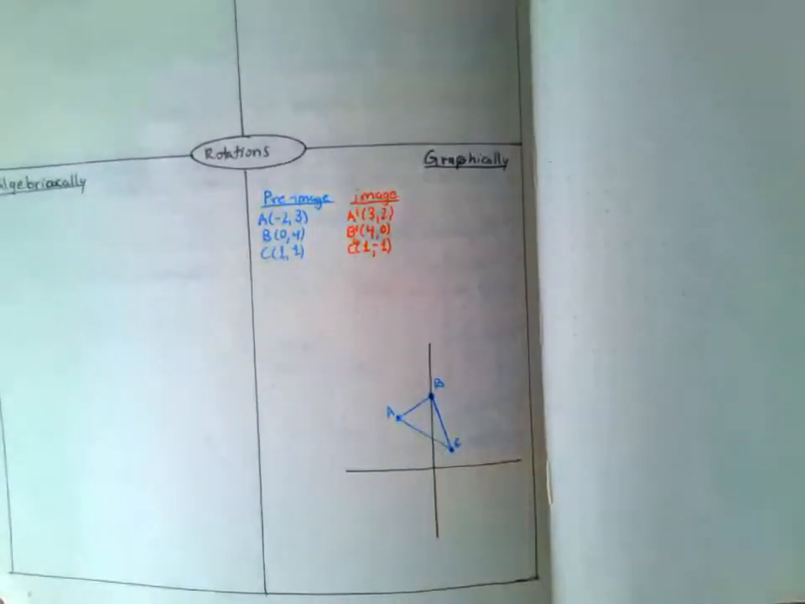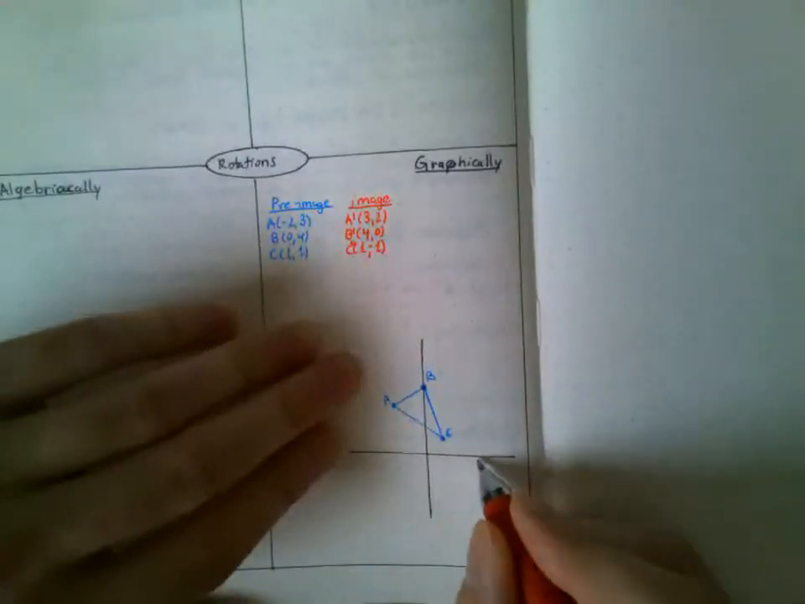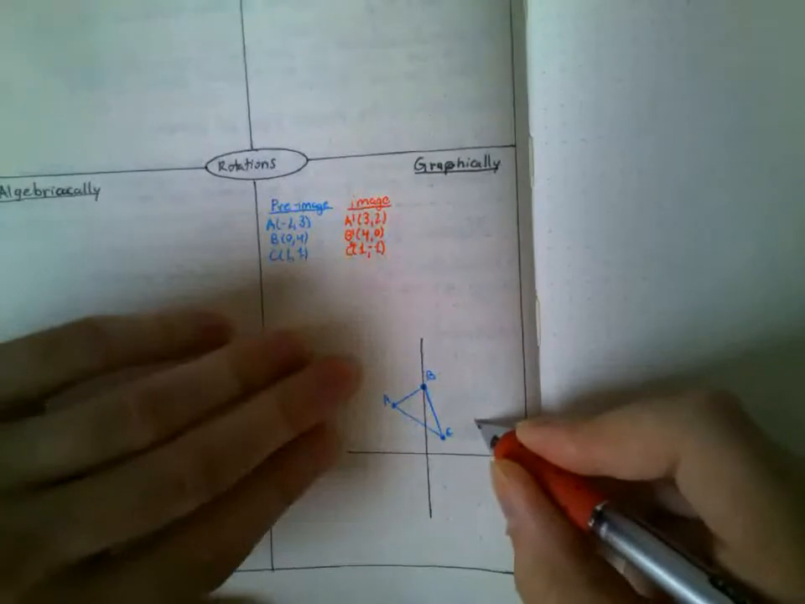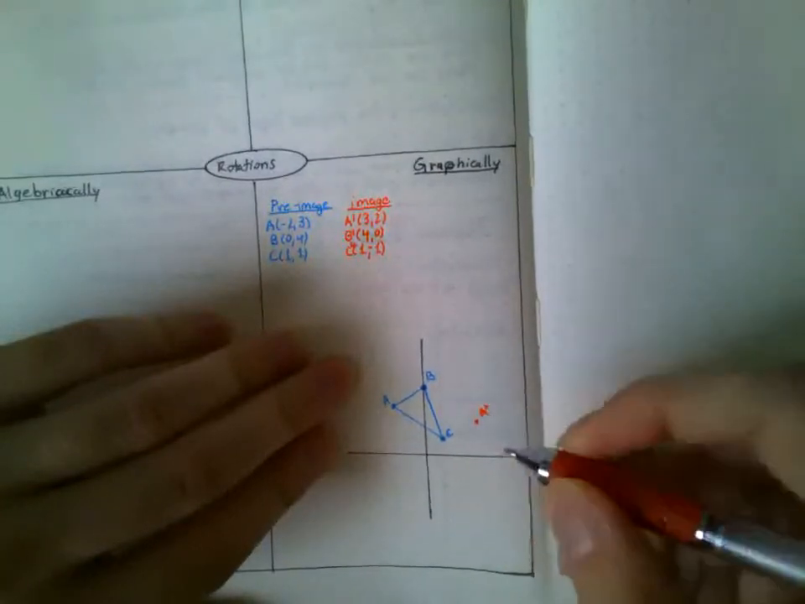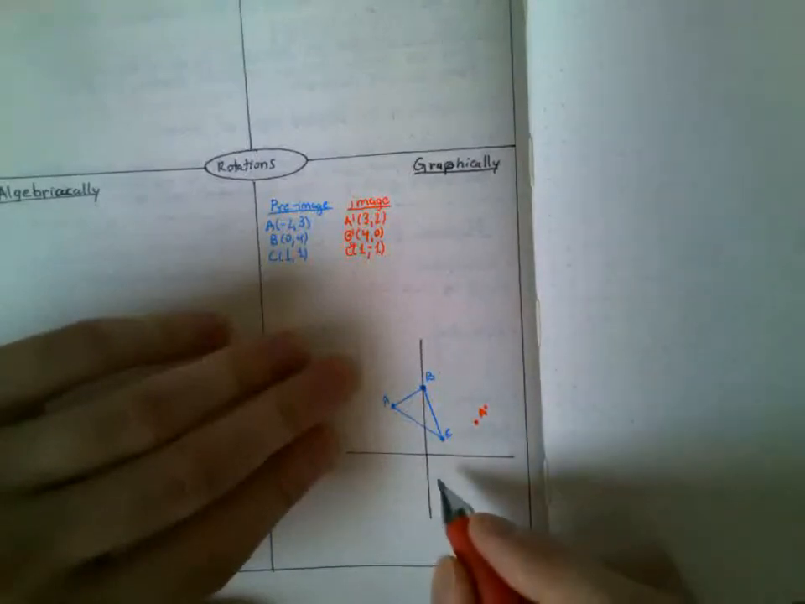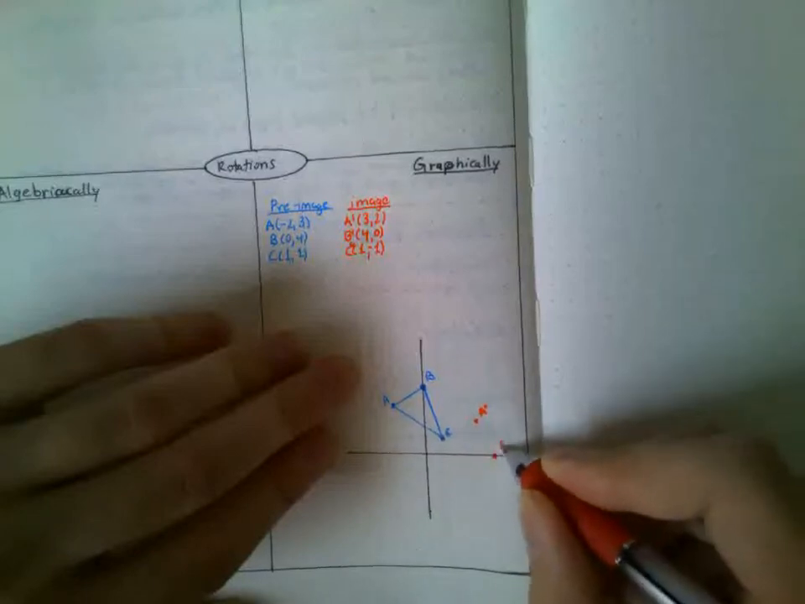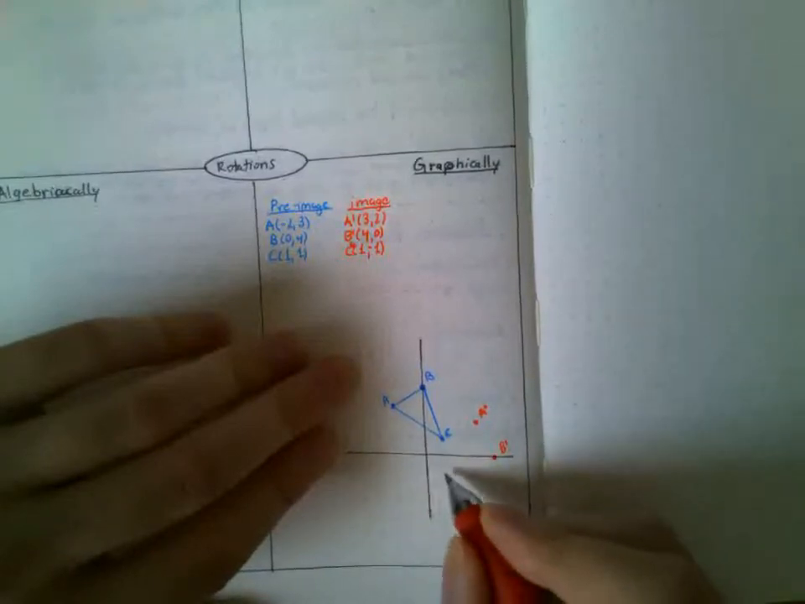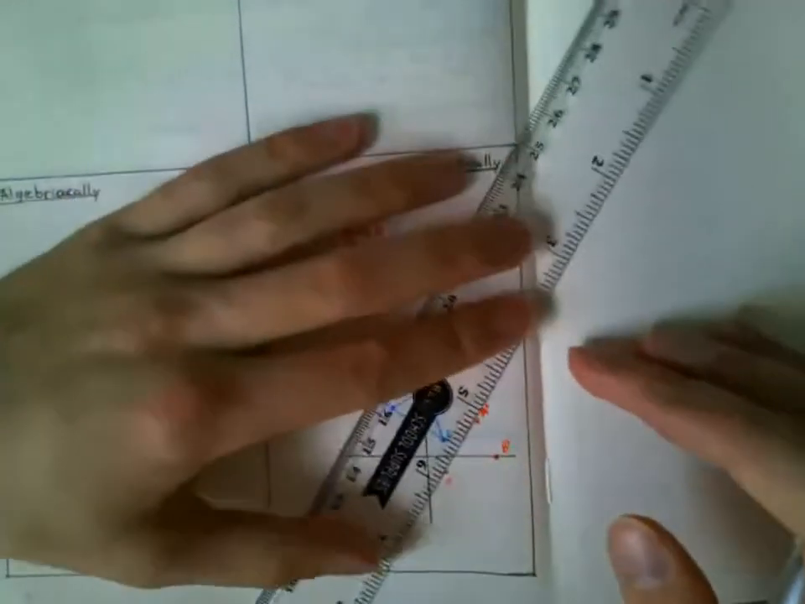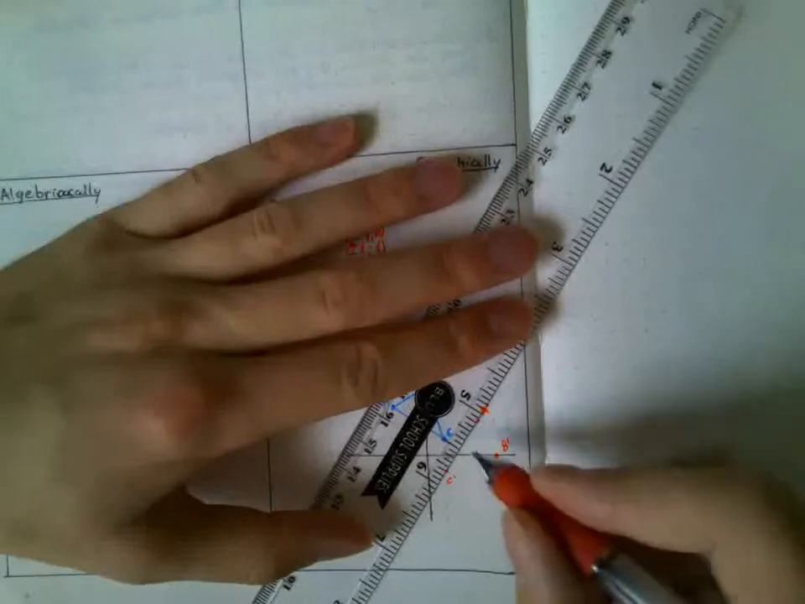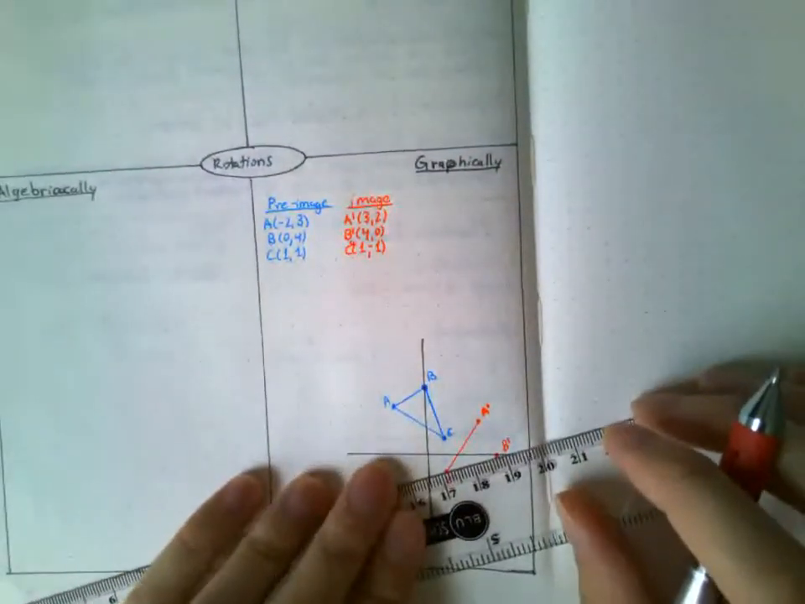So if we plot these points, right, we have 3, 2. So we're going to go 1, 2, 3 over, up 2, 1, 2. So he's right here. There's A prime. Okay. B is all the way over at 4: 1, 2, 3, 4. And C is over 1, down 1. Okay, so here is our new triangle.